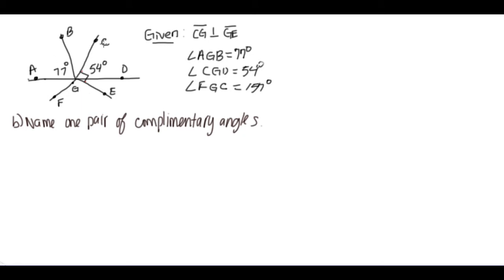So looking here, we know that CGD and DGE would be complementary because CGE has a right angle. That means that angle CGE equals 90 degrees, which equals the sum of angle CGD plus angle DGE. And therefore, angle CGD and angle DGE are complementary angles.